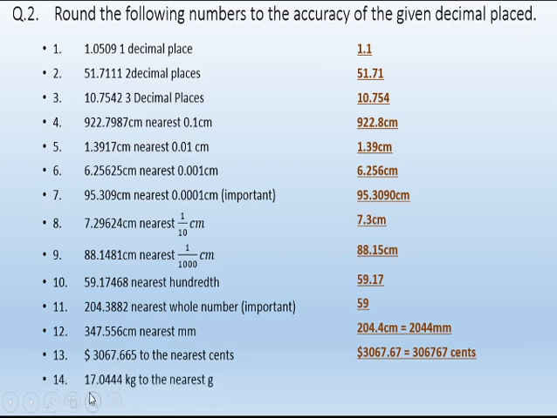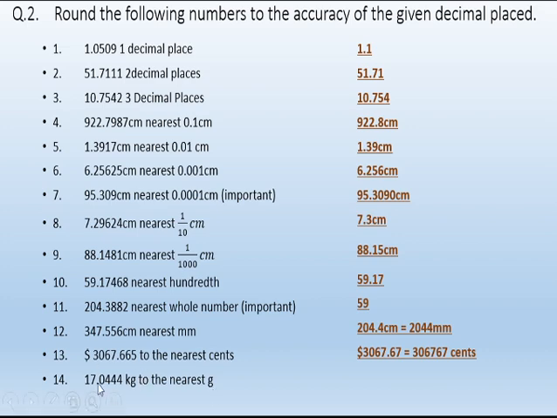Now this one is 17.0444 kilogram to the nearest gram. We know that in 1 kilogram there are 1000 gram. So we'll be considering up to 3 decimal places, because in 1000 there are 3 zeros. It means 0, 4, and 4 will be retained, and the last 4 will not be retained, because this is not in 1000. So we'll be keeping these numbers up to 3 decimal places, because 1 kilogram contains 1000 gram, and in 1000 there are 3 zeros.